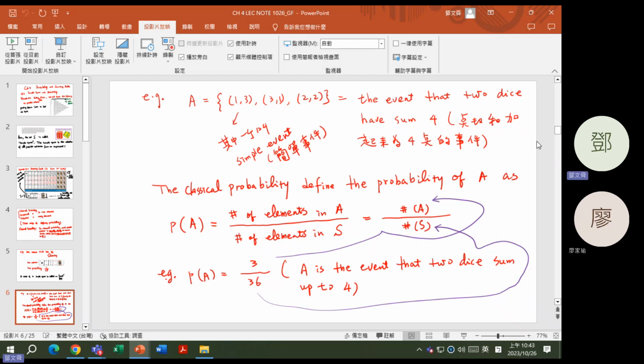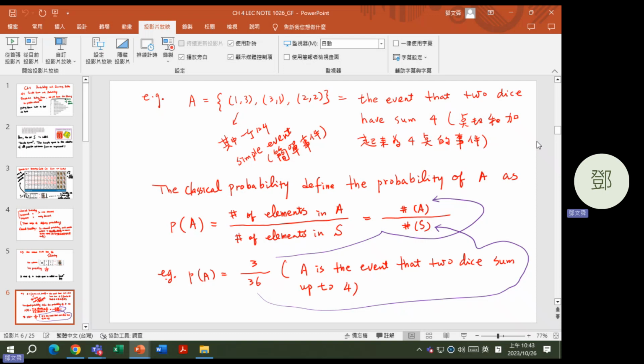What is 3? 3 is the number of elements in A, and 36 is the number of elements in S, the sample space. For short, the abbreviation is hashtag: hashtag of A over hashtag of S, which is the number of elements in A over the number of elements in S. A is the event that two dice sum up to 4. So that's the classical probability to calculate the probability of event A.